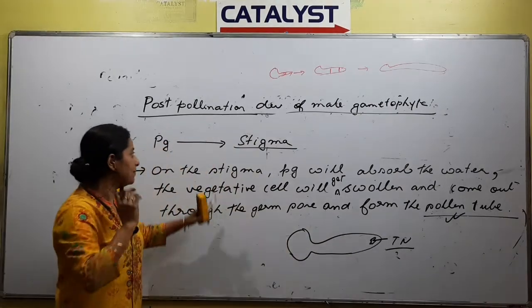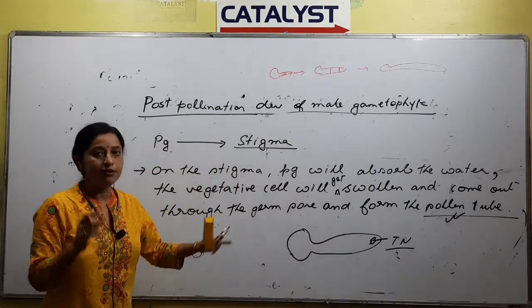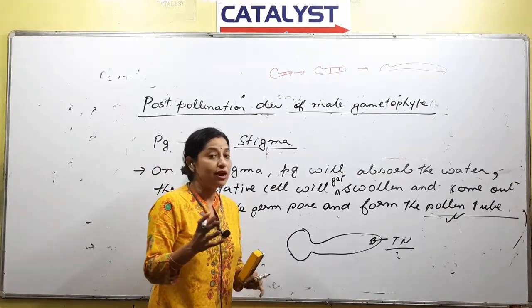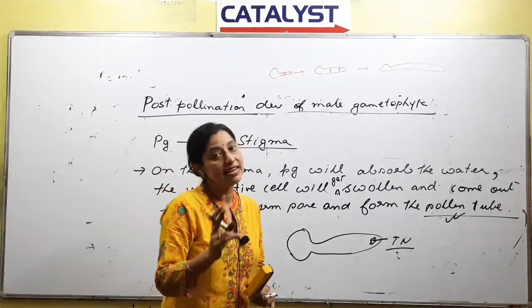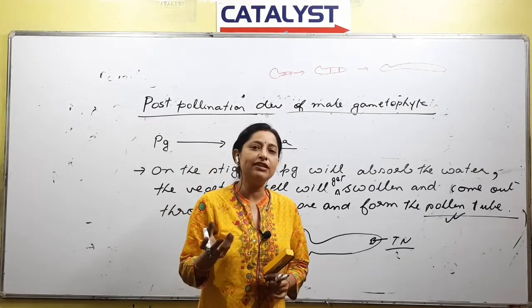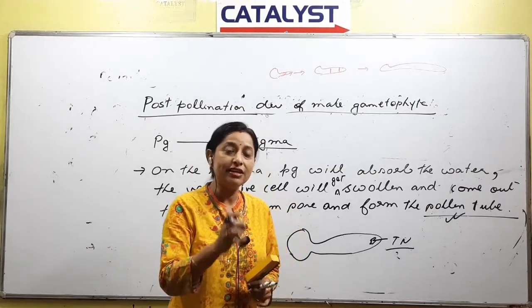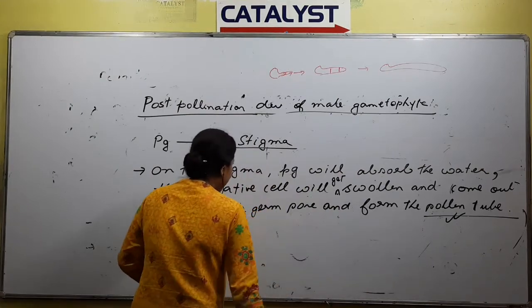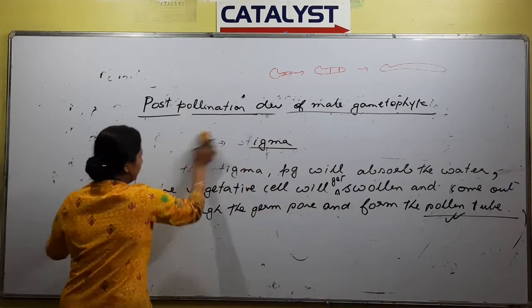So post pollination, the first step is that the pollen grains absorb water, and after absorbing water, ultimately the pollen tube will develop. So the pollen tube develops after pollination on the stigma, right? Next we have to talk something about the pollen tube.